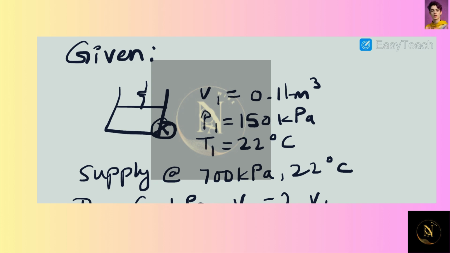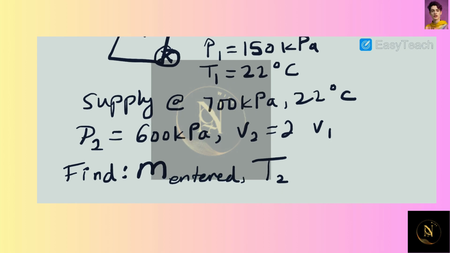and 22 degrees C. The supply line is at a pressure of 700 kPa and 22 degrees C. We know the final pressure is 600 kPa and the final volume is 2 times the initial volume. What we're asked to find is the mass of air that is entered and the final temperature of this system.